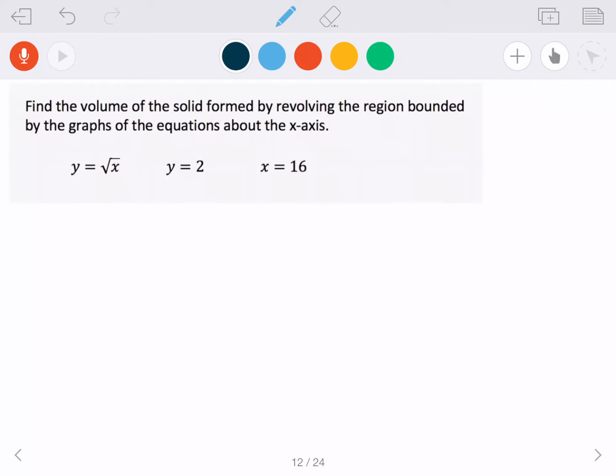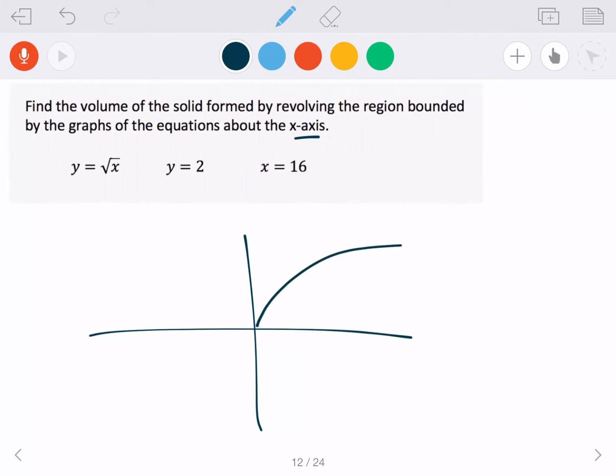We're going to find the volume of the solid formed by revolving the region bounded by the graphs of the equations about the x-axis. That's good to know. So let's do a little picture here. So I've got the square root of x, and then I'll have y equals 2 and x equals 16. So the region that got enclosed there was just that little bit. That's the bit that got enclosed. And we're going to revolve that around the x-axis.